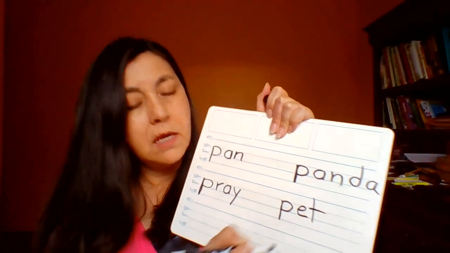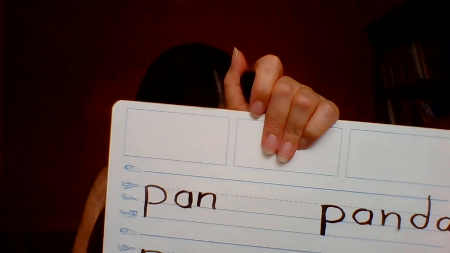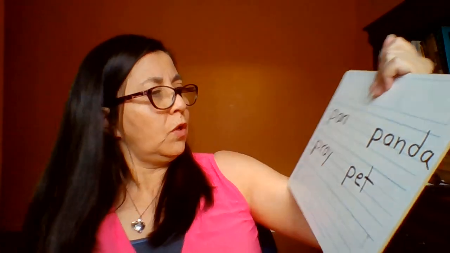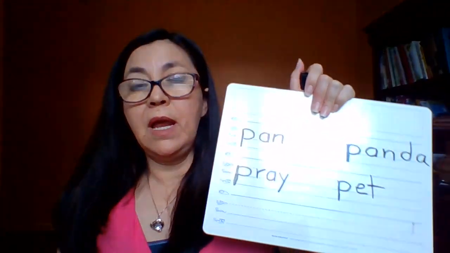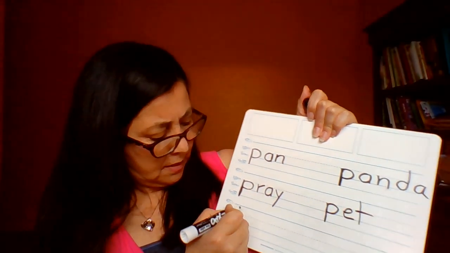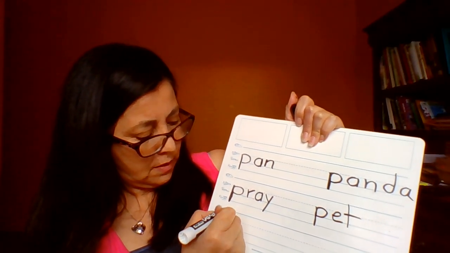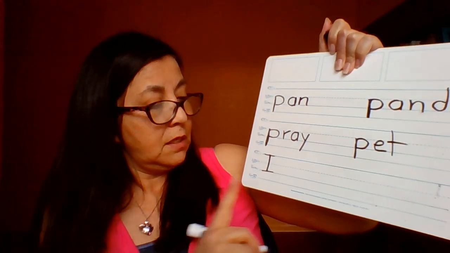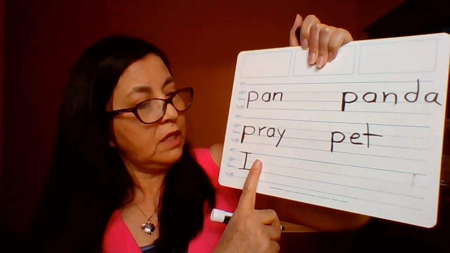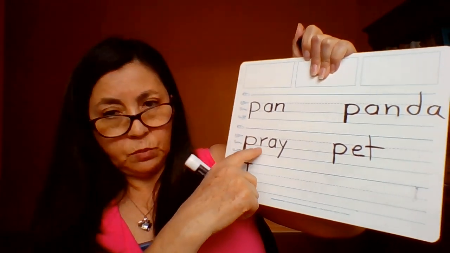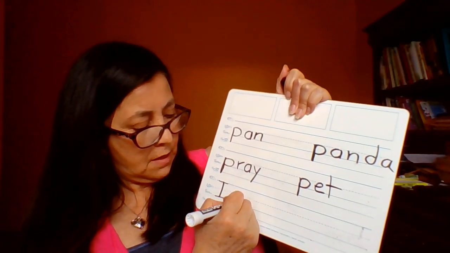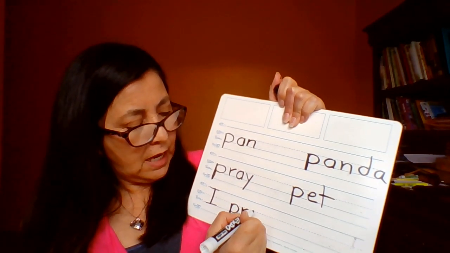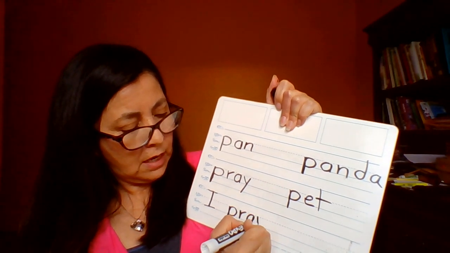Pet. Okay. Now, can you think about a sentence with one of these words? I can write I. It's a sight word. I, capital letter because it's the beginning of the sentence. Put your little finger here because we need to leave space. And we're going to copy this word. I pray. Pray. I pray.